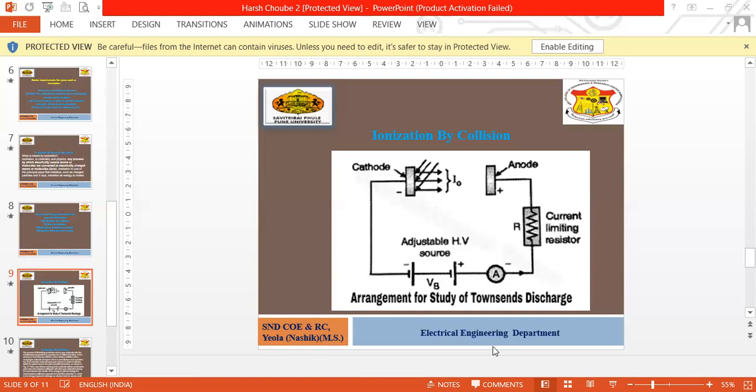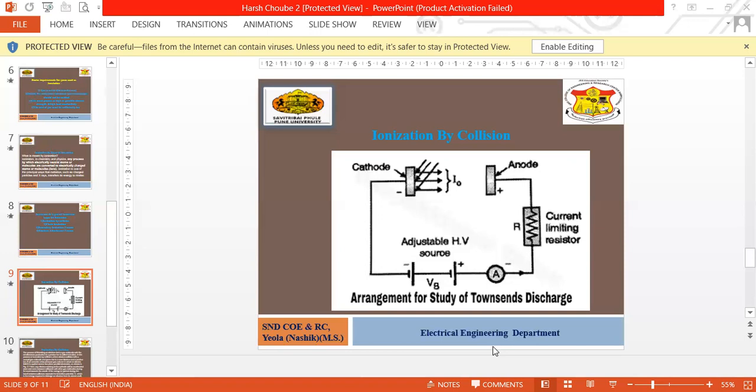When they collide with these neutral atoms or neutral molecules, they remove electrons from them, and this process is continuous. See here the cathode and the anode: this is the arrangement for the study of Townsend's discharge.